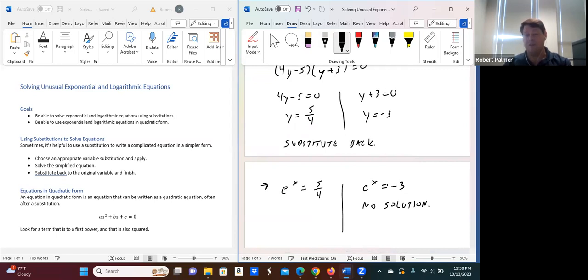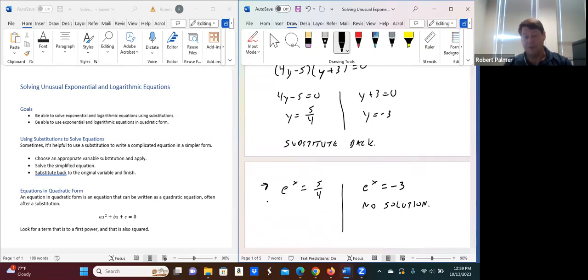Okay, remember e to the x is always positive. It's not even equal to 0. So actually, this part has no solution. You can't find an x that will make this true. And if you try to take the log of both sides, you'd be trying to take the log of a negative number, which you also know that you can't do.